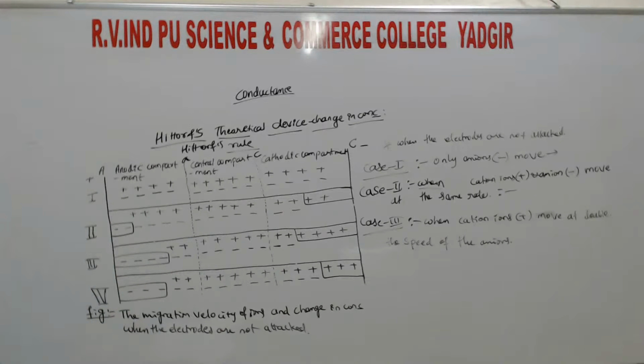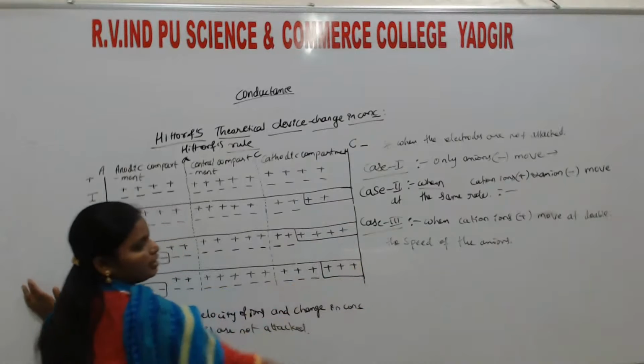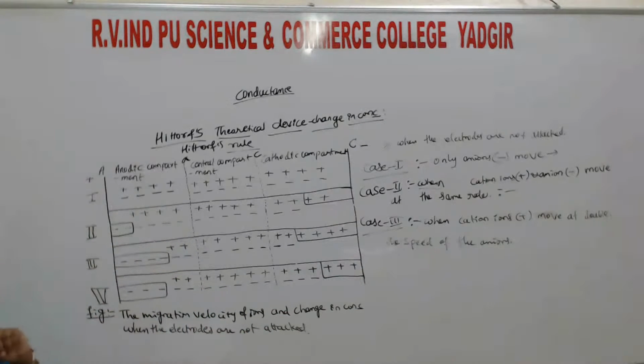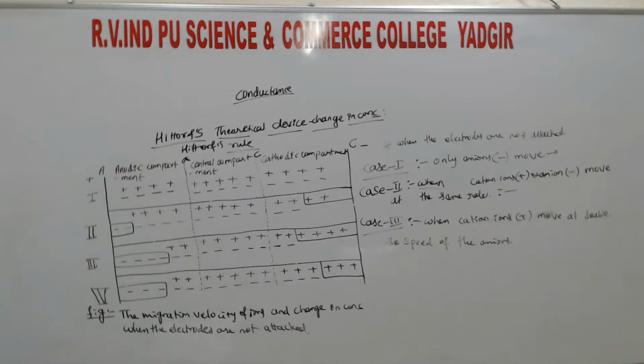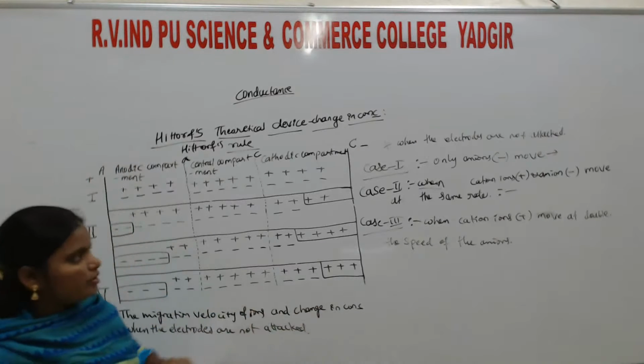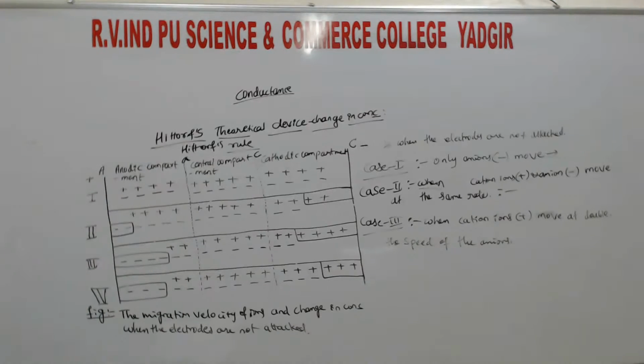Anion speed is half of the cations, and only one anion enters. Because the speed is only half, only one anion leaves the anodic compartment and enters the cathodic compartment, and the position is 4. This is indicated as position 4, and we observe the fall of concentration in the anodic and cathodic compartments.